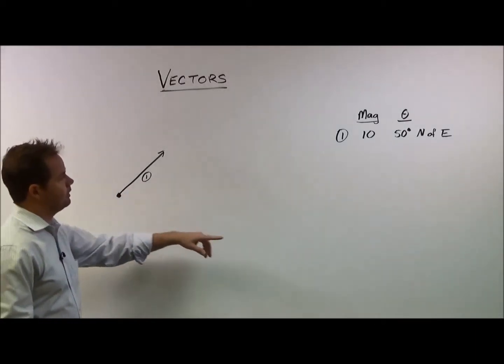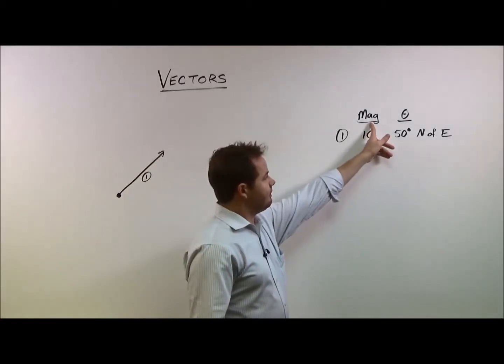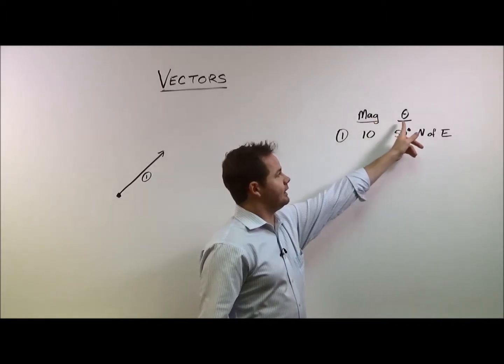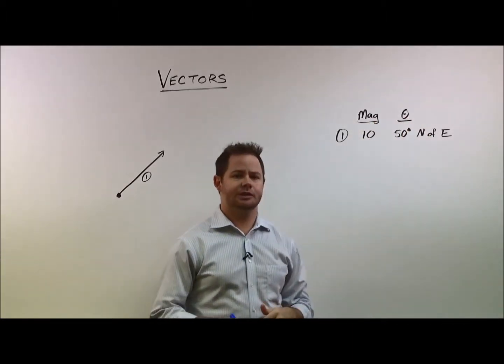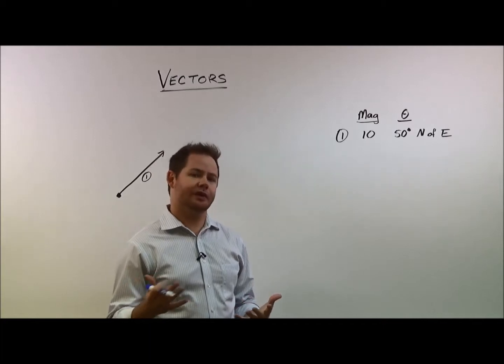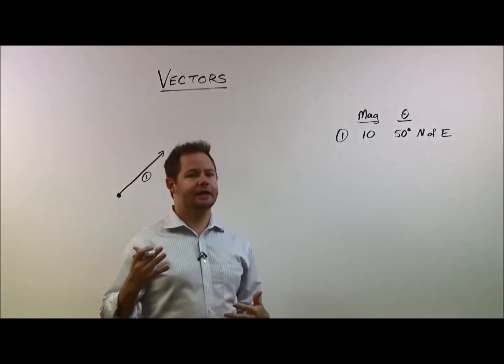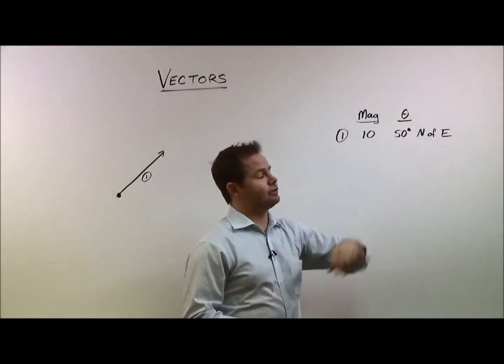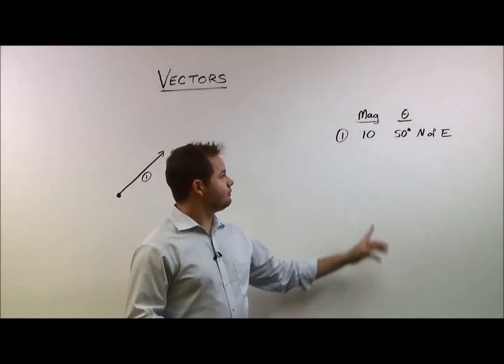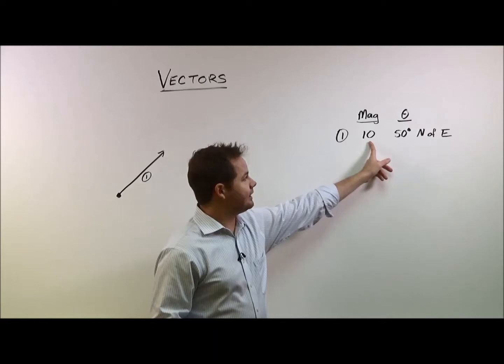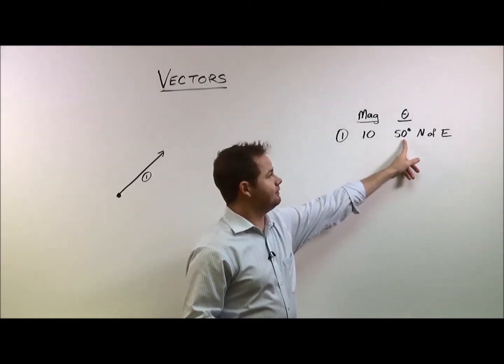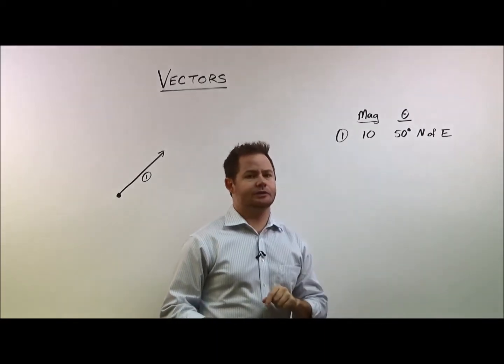So for this vector, we see here, this is going to be mag for magnitude, and this symbol here is theta, which is basically the variable for an angle. Just like for a lot of variables, we use x or y or a or b. For angles, we use theta to represent an angle. So for this first vector, we're going to look at a vector with a magnitude of 10 that is directed 50 degrees north of east.